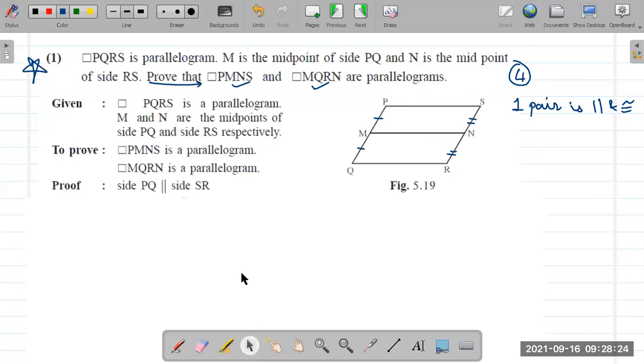How do we begin? We start by saying that PQ is parallel to side SR. We are going to prove that one pair is parallel and congruent. Since we are given that these are midpoints, we are going to refer to these two sides only, PQ and SR. That's the trick. So side PQ is parallel to side SR. How do we know this? Because we are given that PQRS is a parallelogram.